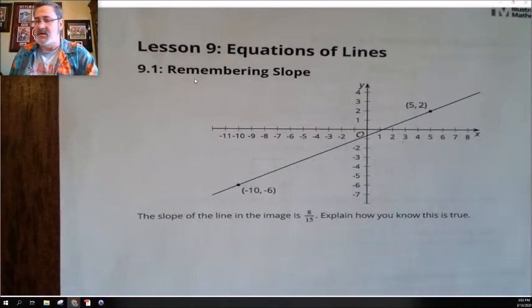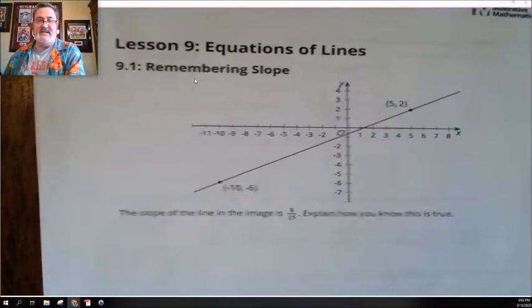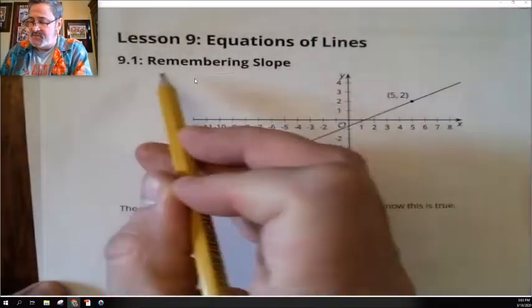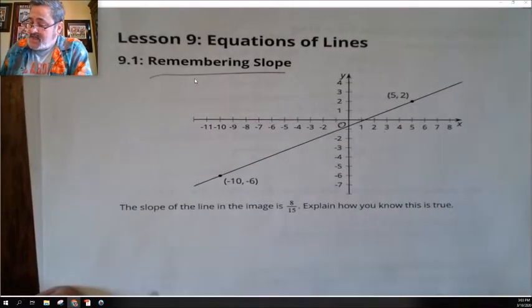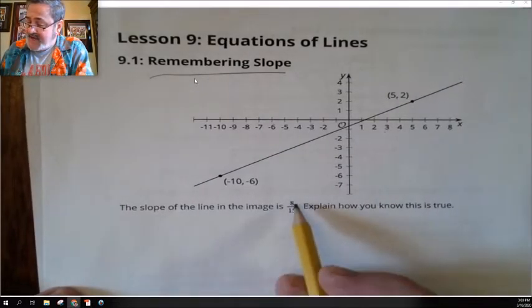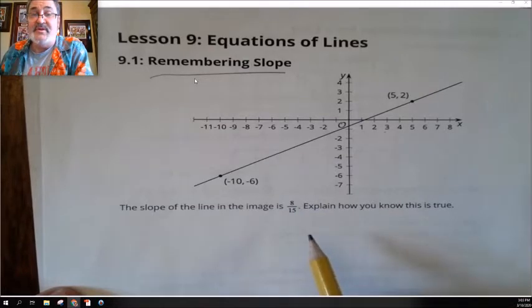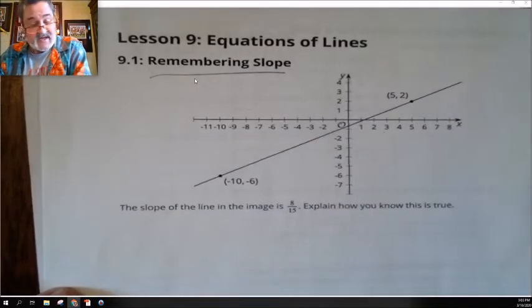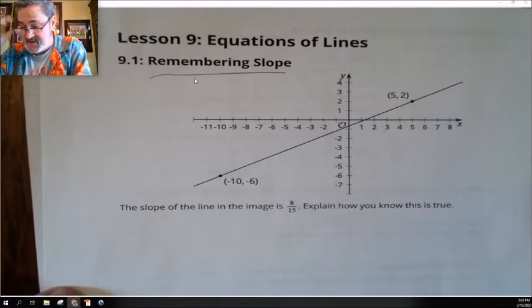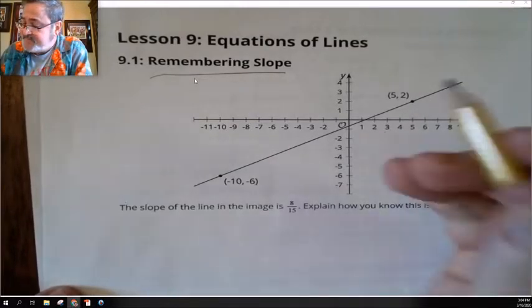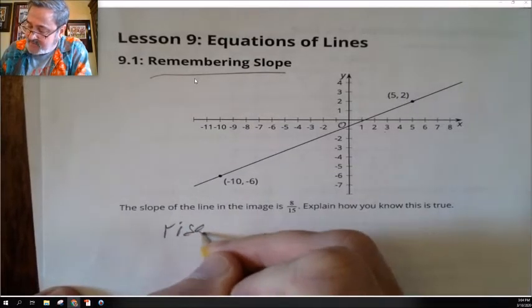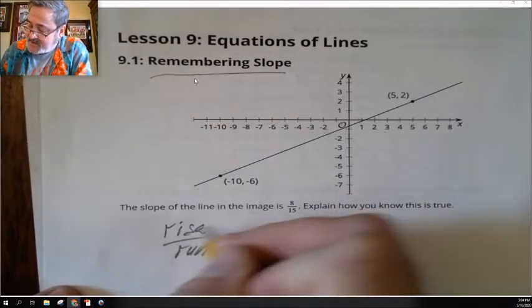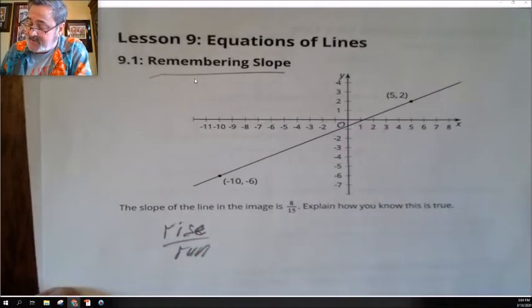All right, so we are on equations of lines today. So let's first refresh ourselves remembering slope. The slope of the line in the image is 8 over 15. Explain how you know this is true. Remember, this is linear. This goes back a ways. You learned it in 7th and 8th grade. 8 over 15, that's rise over run, which means a rise of 8 and a run of 15.